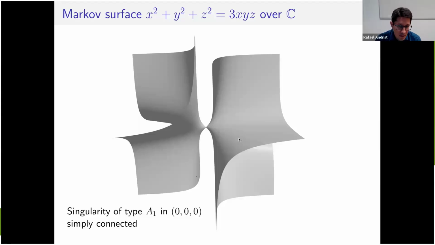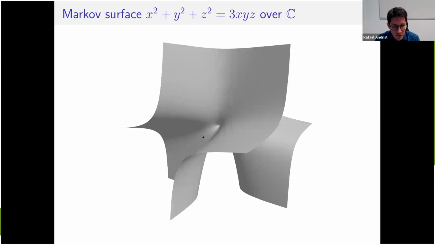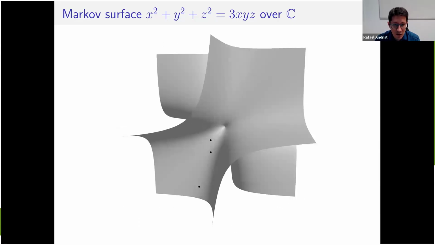And it's simply connected. At least it does not contradict the picture, but one can prove that it is simply connected. Of course, if you remove the singularity, the surface will no longer be simply connected. So it's important that the singularity is part of the surface. Okay, I'm just going to rotate it a little bit. So here you can also see the Markov triples, the first three. I show these points here on the surface.